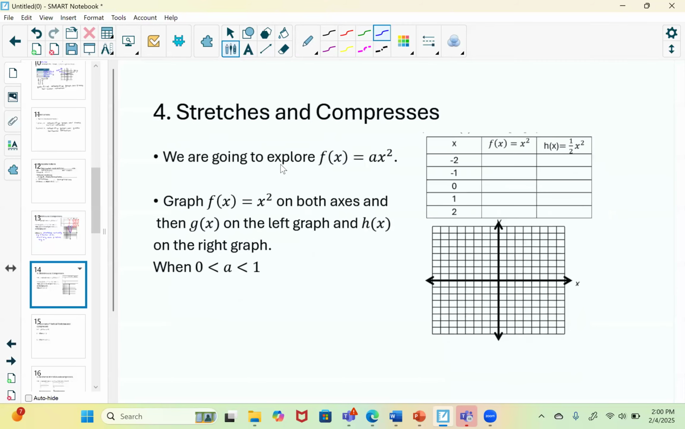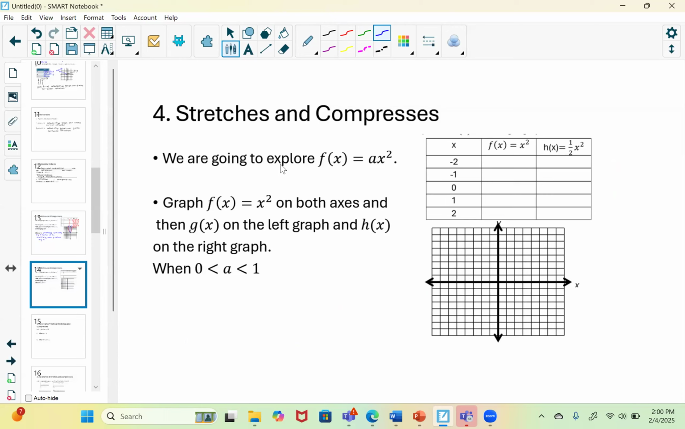Okay, but what happens when A is not greater than 1? So when A is between 0 and 1, and we say it's greater than 0 because if it's less than 0, then we're going to have that flip or reflection. But we're going to look at, okay, what if it's like 1/2? So we're going to do the same thing. We're going to graph it.